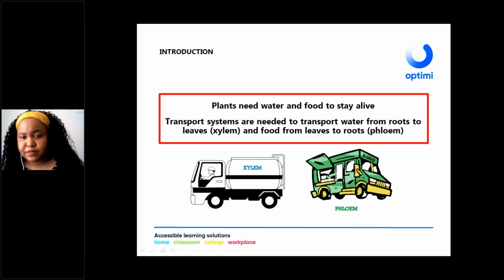Just like humans and animals need water and food to stay alive, plants need water and food to stay alive as well.